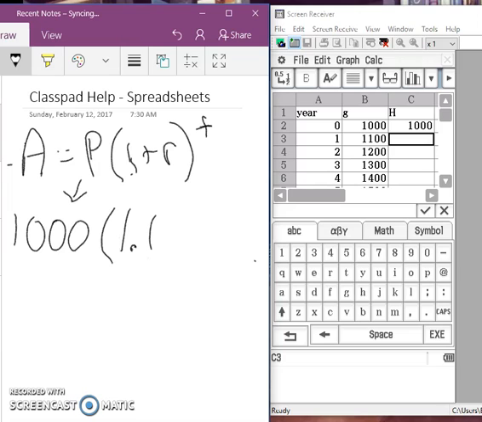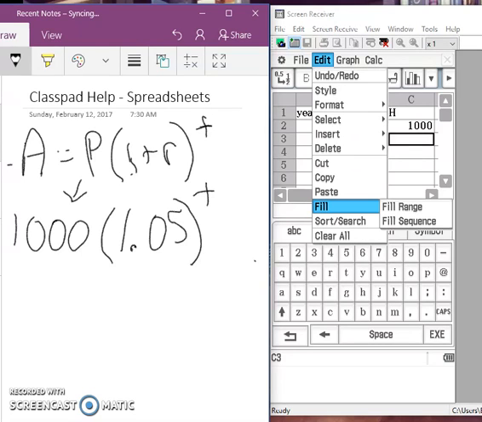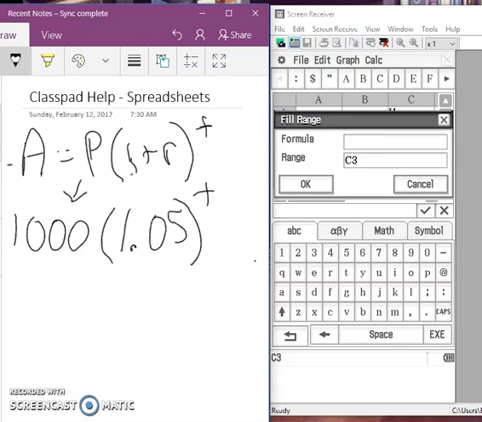So 1.05, to the power of t. We could put that in directly. We go Edit, Fill Range, and we get equals 1,000 multiplied by 1.05 to the power of our year, which in C3 would be our year reference in A3. And we'll fill that to C32.